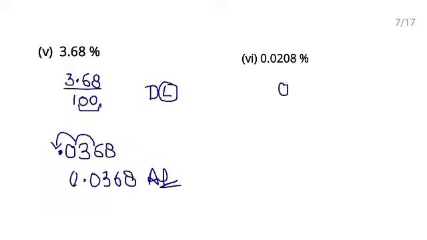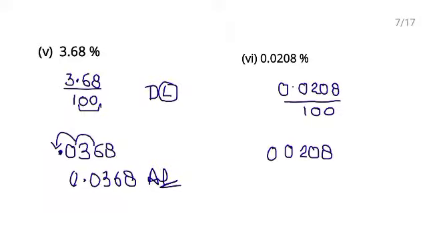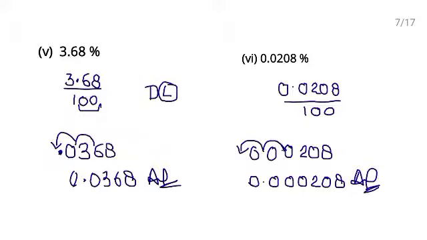Similarly, in this part, 0.0208% means out of 100. So decimal will be shifted 2 places to the left. So write here 0.208. Decimal was here, so it will be shifted to place 1, 2. Now decimal will be here. Clear? So write 0.000208. This is your answer.